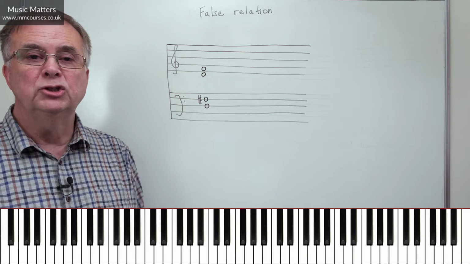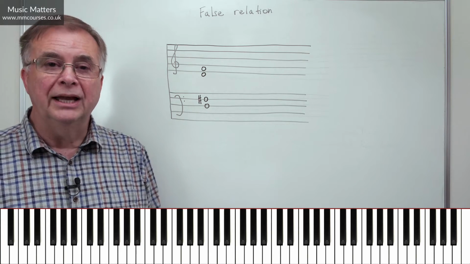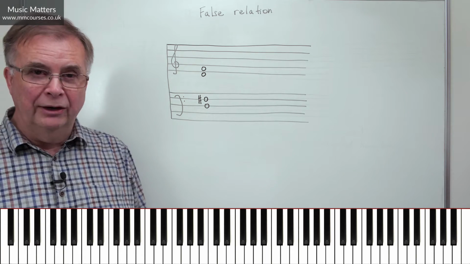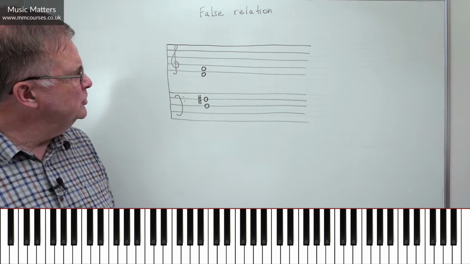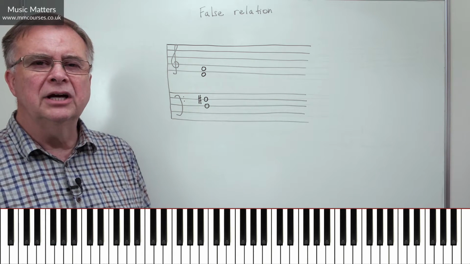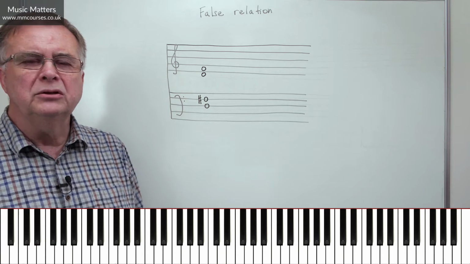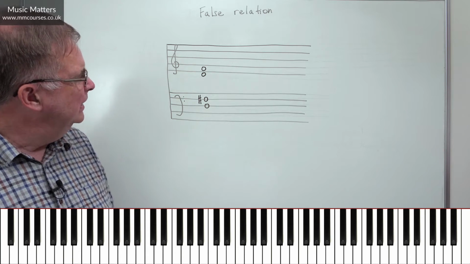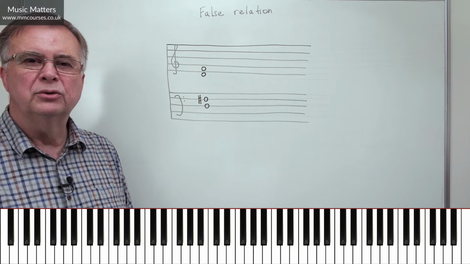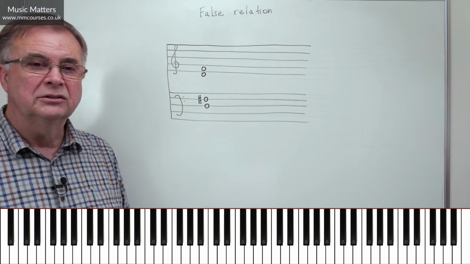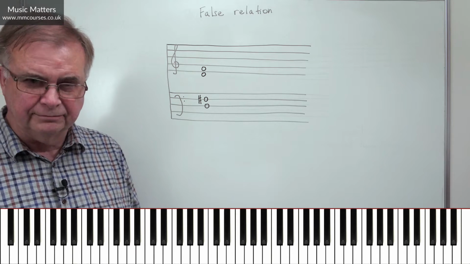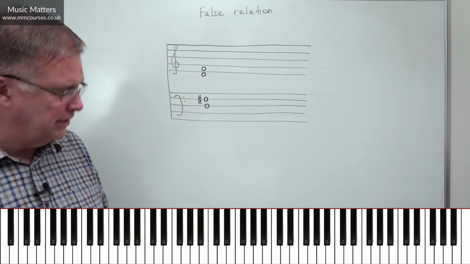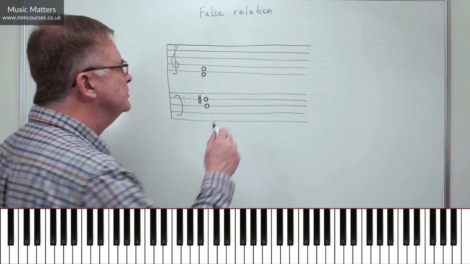I'm not saying that they shouldn't be used. What I am saying is we need to be aware of them. If you were going to try and write a piece of music in the style of Haydn or Mozart or Bach or Handel or something, it's unlikely you're going to be wanting to write false relations in quite that sort of bold way. But there's another kind of false relation which we might just consider as well.